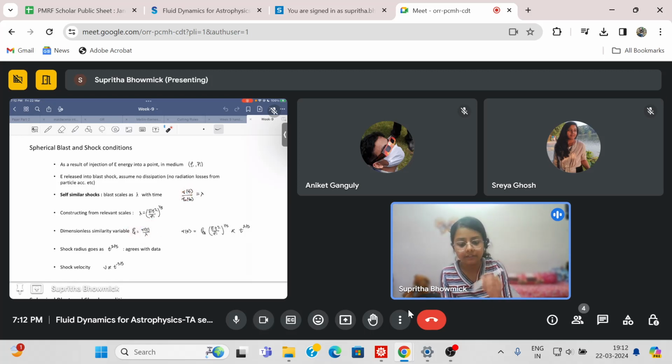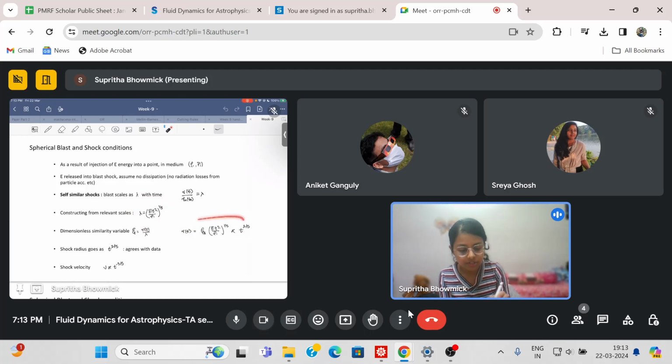So a dimensionless similarity variable zeta is given by RT by lambda, right? And you know what lambda is, you've constructed lambda out of E, T and rho. Then RT is given in terms of zeta, E, T, and rho as this. And you can see that the radius of a shock shell goes as T to the power of 2 by 5. So if you plot log R versus log T, and this was one of the graphs that was shown, this was from one of the nuclear tests in 1945. The radius of the shock shell with respect to time was plotted, the log of R with log of T, and you saw that this agrees very well with theory.